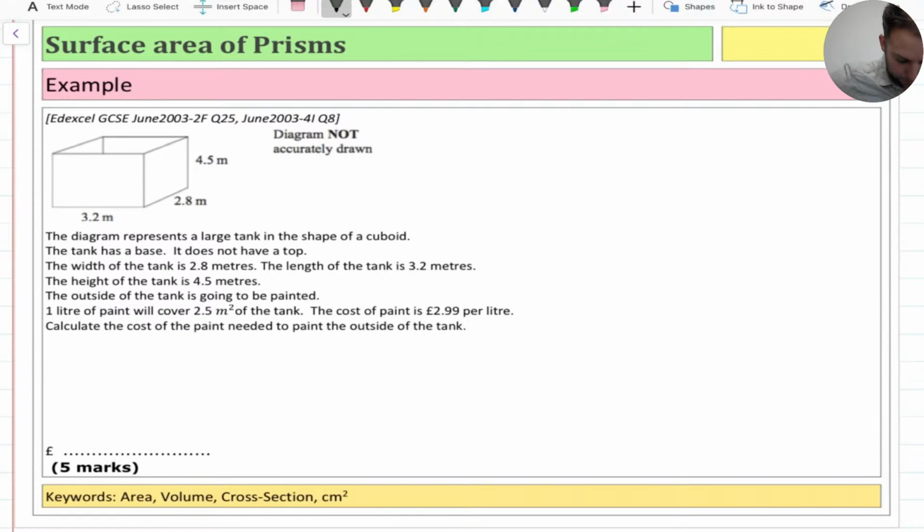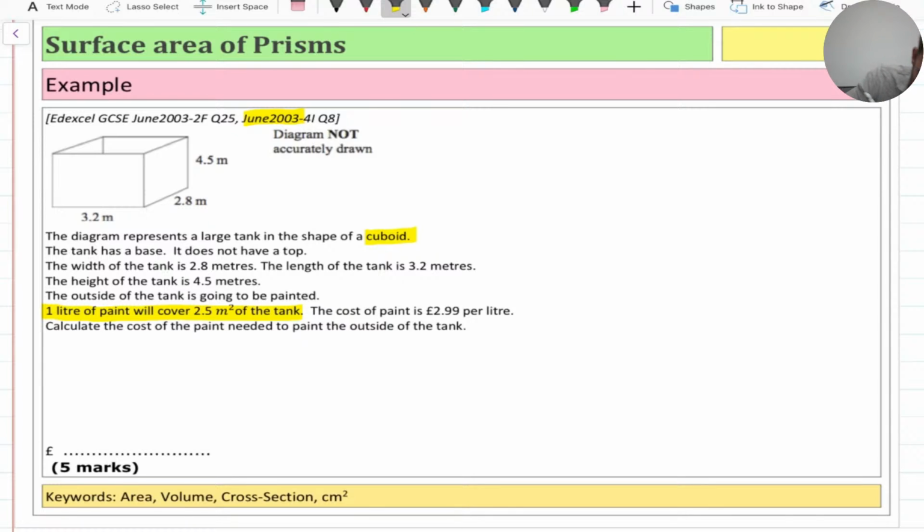So this one here, this is a typical question. This one came up in 2003. It says the diagram represents a large tank in the shape of a cuboid. It doesn't have a top. Now that's important because it means I don't need the area of the top. Width of the tank is 2.8. The length of the tank is 3.2. Height is 4.5, and we need to paint the outside, and 1 litre will cover 2.5 meters squared of the tank. The cost of the paint is £2.99 per litre. Calculate the cost of the paint needed to paint the outside.